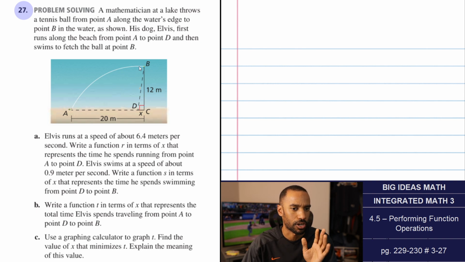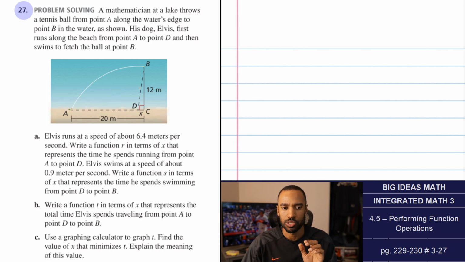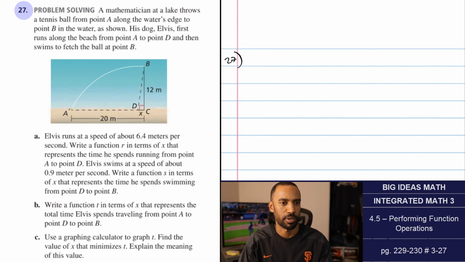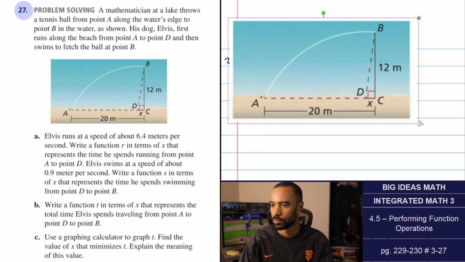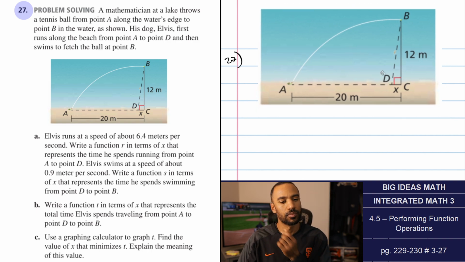Okay. I don't know how the curve works for the throw, but along the water's edge, point B in the water. I guess the curve's just showing, oh, that's the throw. Okay, that's okay. Elvis runs at a speed of about 6.4 meters per second. Is Elvis the dog? Yeah. 27. I think I need to copy paste this picture here. All right, 6.4 meters per second is Elvis.